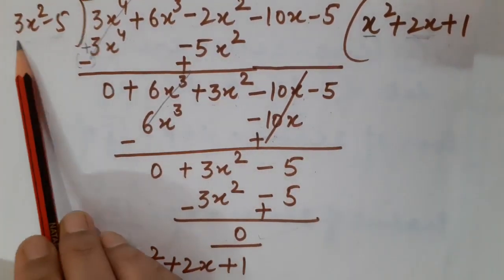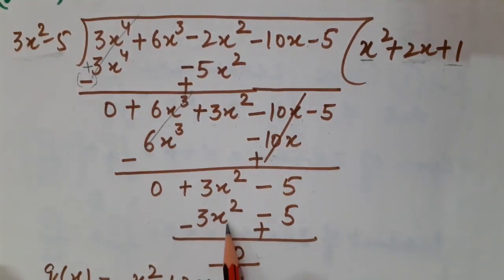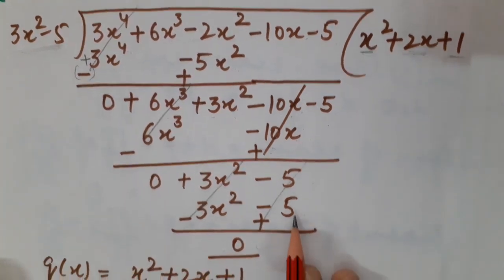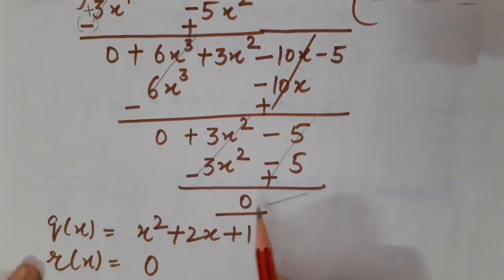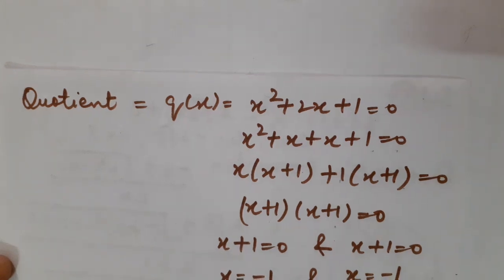Now multiply this 3x square minus 5 by plus 1. You will be getting 3x square minus 5 as it is. Changing the sign, they both are going to be cancelled again. So what is the remainder I have got? That is R(x) is equal to 0. Clear, children? Now children, how to find the rest of the two zeros?